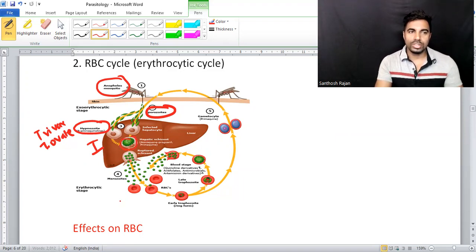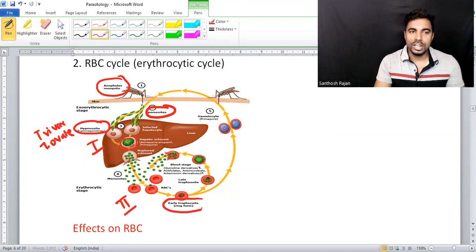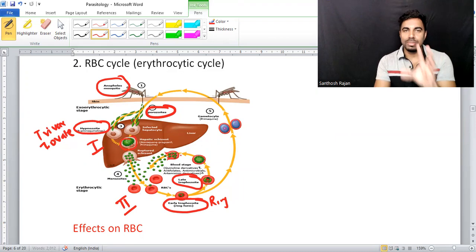When they come out, it is your second cycle, the RBC cycle. The merozoite goes and infects the RBC and goes through some stages. The first one is the early trophozoite, the ring form. Then it becomes the late trophozoite. Later it becomes a schizont, which has merozoites. The merozoites are released and again the cycle repeats.